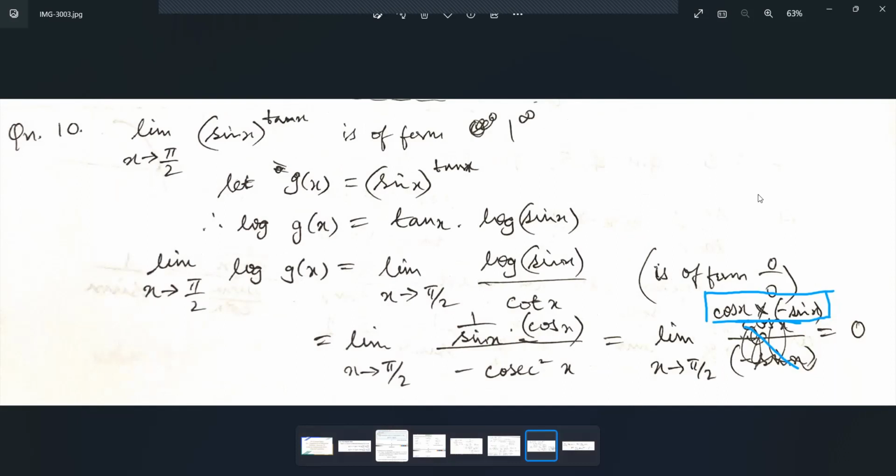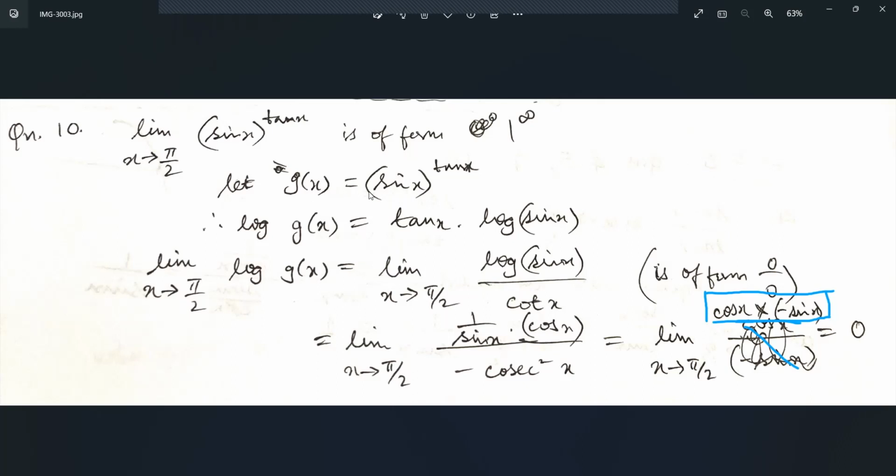So this is question number 10. So here we have the limit as x tends to pi by 2 of sin x to the power of tan x. Now we know that sine of pi by 2 is 1 and tan of pi by 2 is infinity. So this function is of the form 1 to the power of infinity. For this, we will use the logarithmic way of evaluating the function.